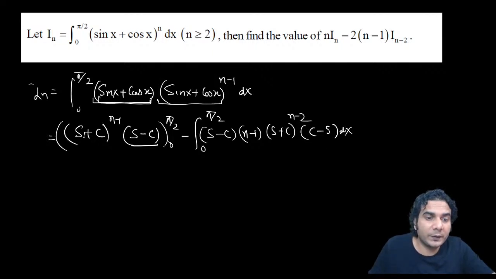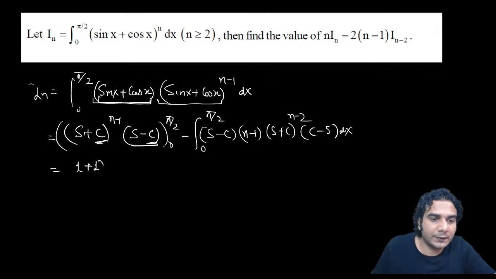Now let's put the limits. If you put pi by 2, cos will be 0, and you'll get 1 only. And if you put 0, then sine will be 0, and it is going to be minus 1, with 1 raised to n minus 1 and minus 1, so minus 1, so plus 2. So 1 plus 1, you'll get 2. If you put the limits, it is easy to calculate.